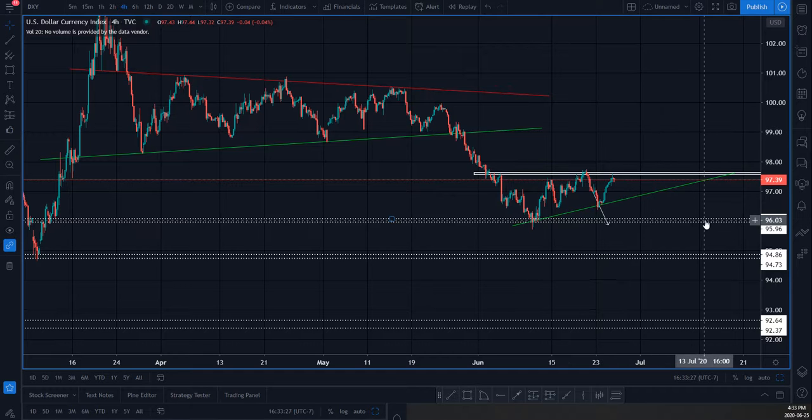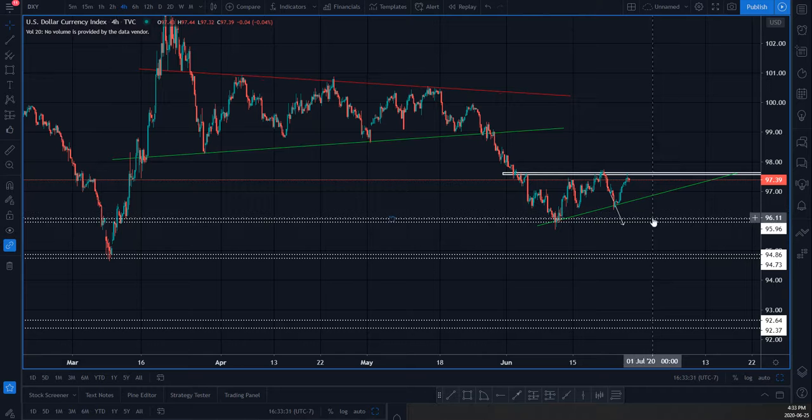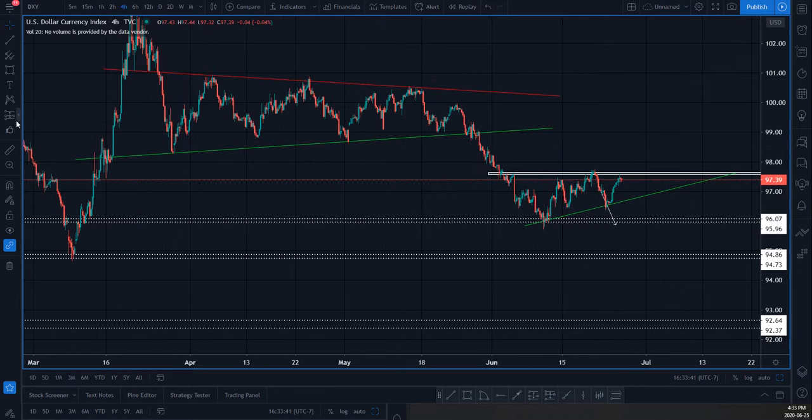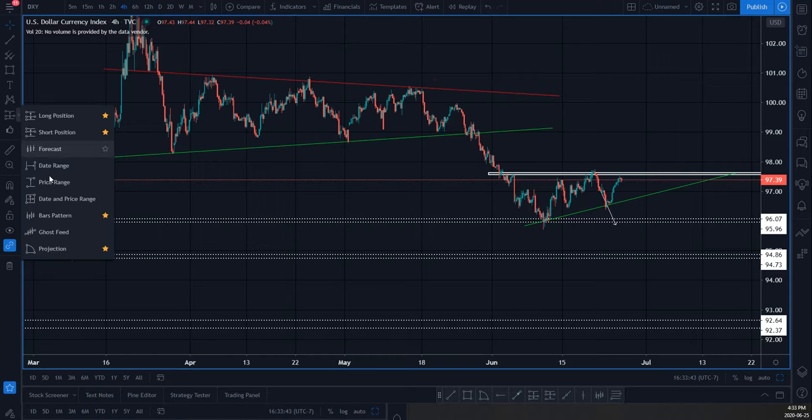If it breaks to the downside, we got a pretty major level at 96. And if we fail 96, we're probably going to go to 94. We can see very, very well respected back on the 4-hour chart. And that's going to be my viewpoint of this overall situation. So we'll just look at some potential outcomes.